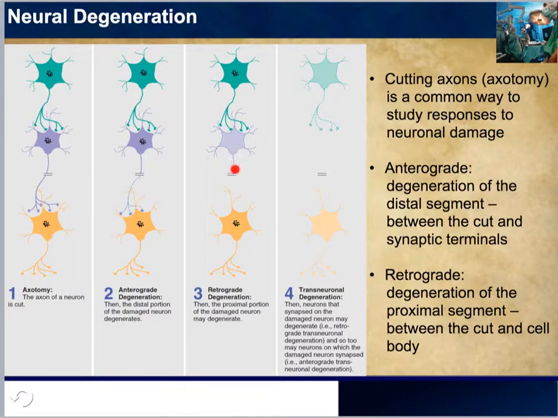Notice how initially with anterograde it just started fading away here. Now you begin to see the process impacting the body of the cell in here, and that is the degeneration of the proximal segment. That is again the segment of a cut axon from the cut back to the cell body here.